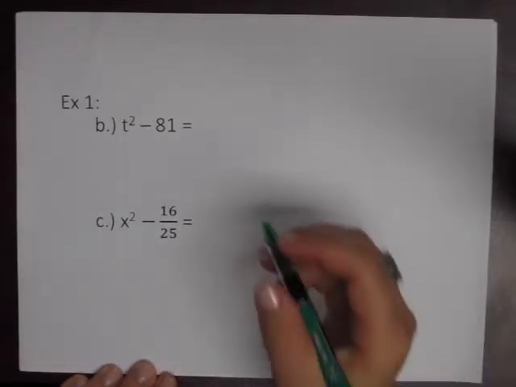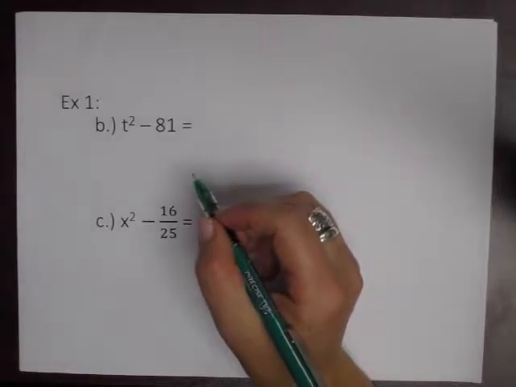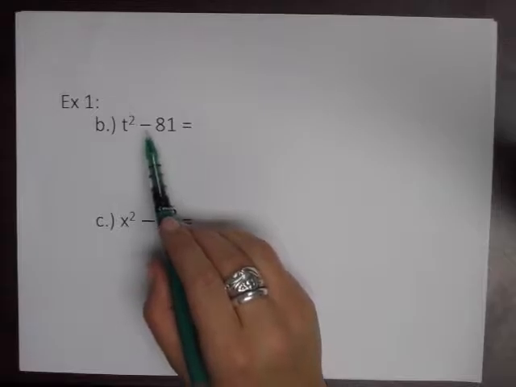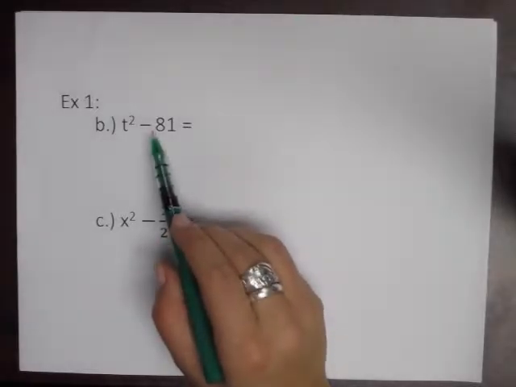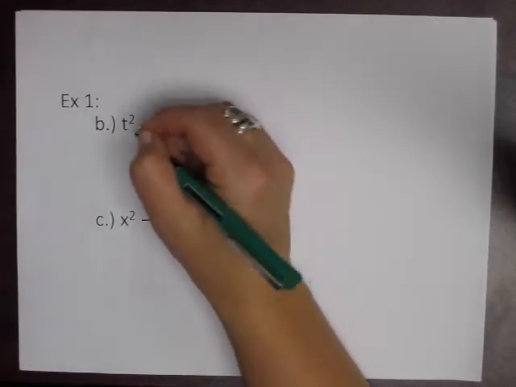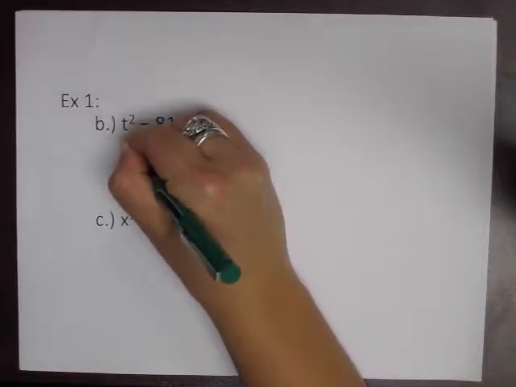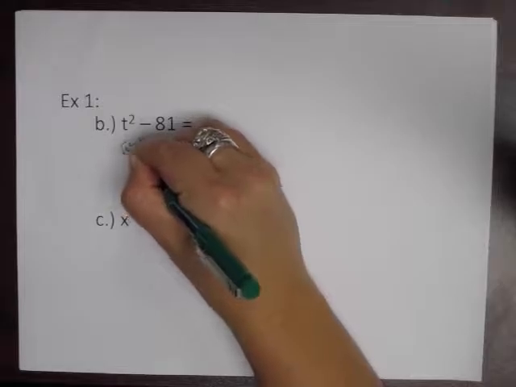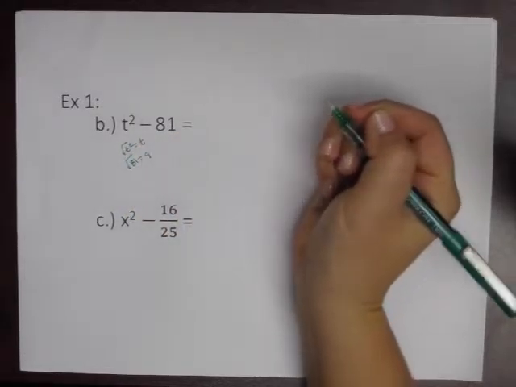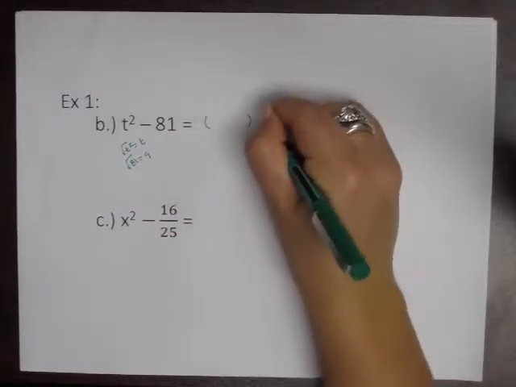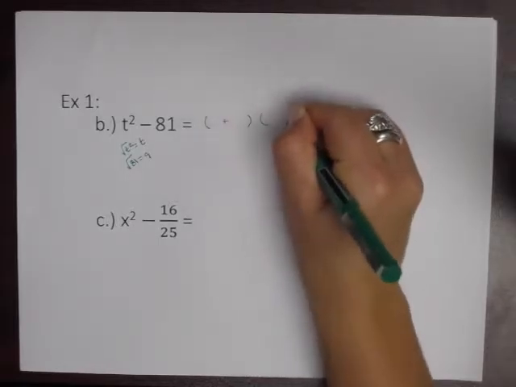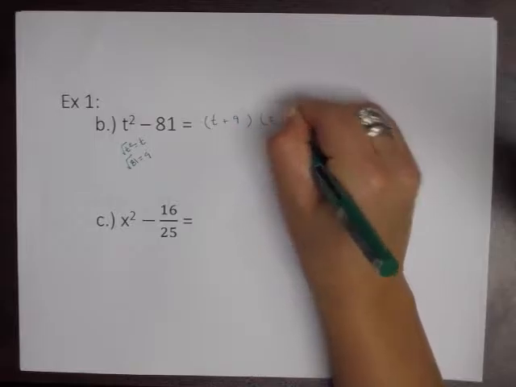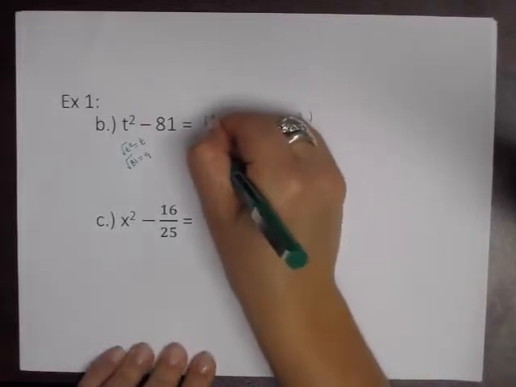So I've got t squared minus 81. The first thing I notice when I look at this problem is that I am missing my b, and it's a subtraction problem. So I take the square root of t squared, which is t. Then I take the square root of 81, which is 9. Then I set up my two parentheses, and I write a plus minus on them. And I would go t plus 9, t minus 9. And there's my answer.